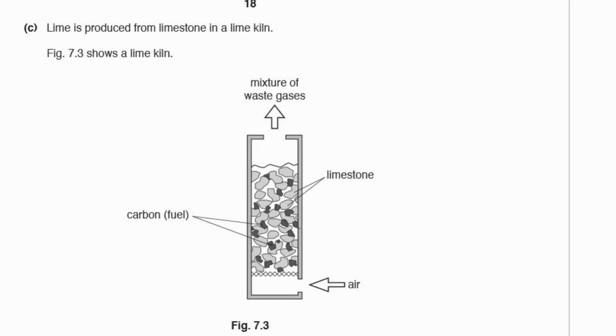C. Lime is produced from limestone in a lime kiln. Figure 7.3 shows a lime kiln. So inside this vessel we have carbon, which acts as a fuel, and limestone. We have air coming in through the bottom, containing oxygen, and the waste gases are expelled through the top. Now when we're talking about a fuel and air, we're probably talking about combustion.